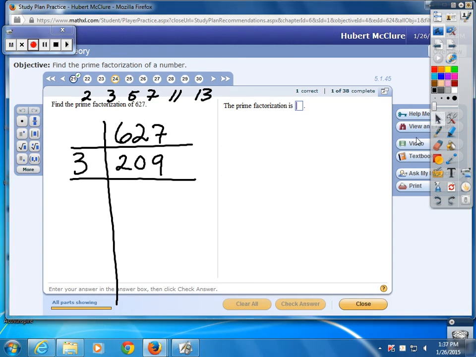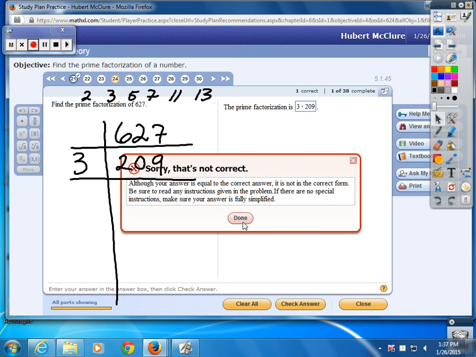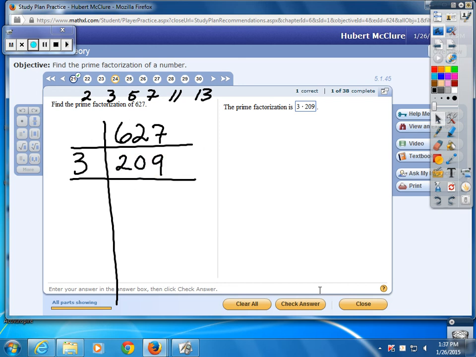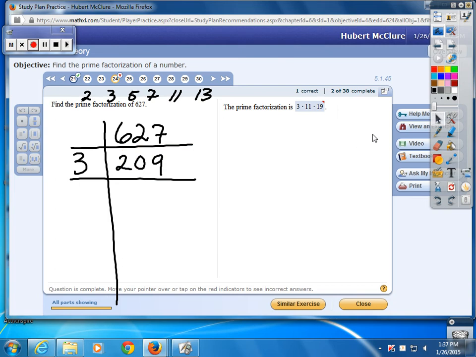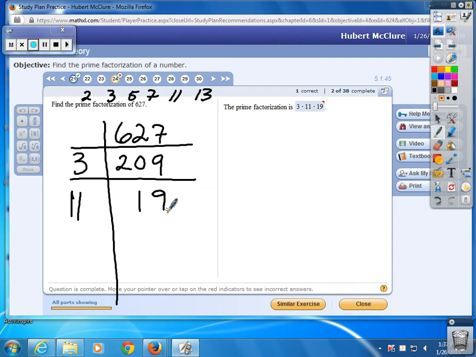Let's see what happens. 3 times 209. Yeah, I didn't think that was right. Yep, 11. So multiply 11 into it. 11 will go into 20 one time. That'll leave 99. And how many times will 11 go into 99? We didn't try 11. We should have tried 11. I'm a loser. 11 will go into 20 one time. That'll leave 9. 99 will be 19. So your answer is 3 times 11 times 19.